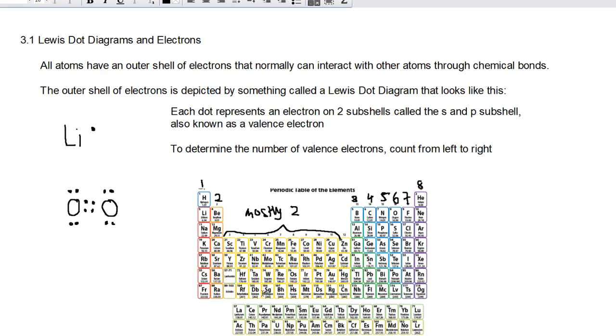So basically we're going to be talking about Lewis dot diagrams, and all atoms have an outer shell of electrons that can normally interact with other atoms through chemical bonds. We're going to learn most of these chemical bonds throughout the chapter, and we're also going to learn something about electronegativity, which will be pretty cool. So the outer shell of electrons is depicted by something called a Lewis dot diagram.